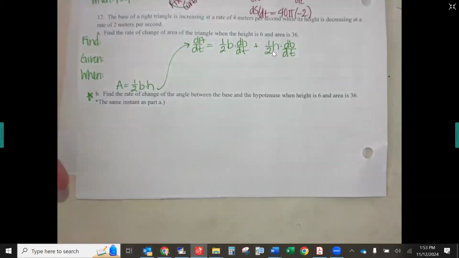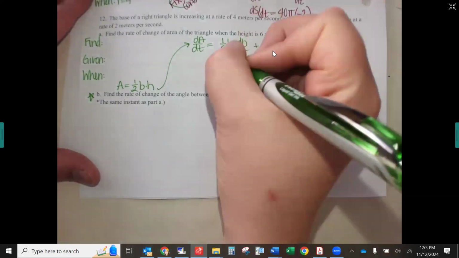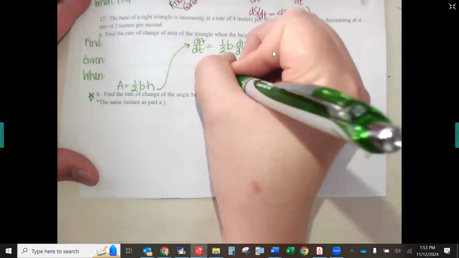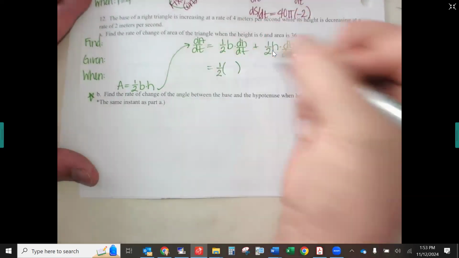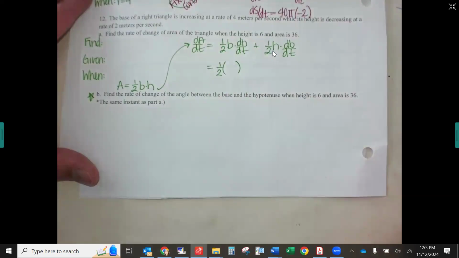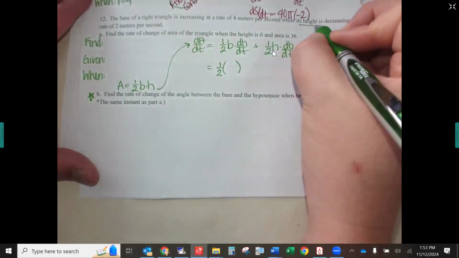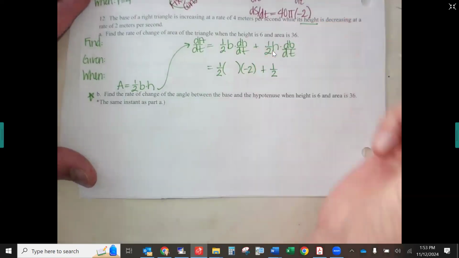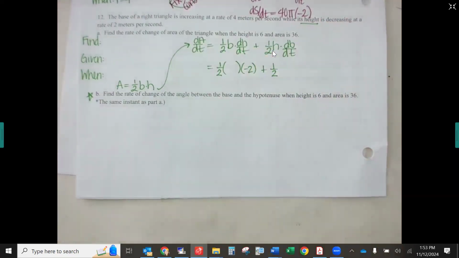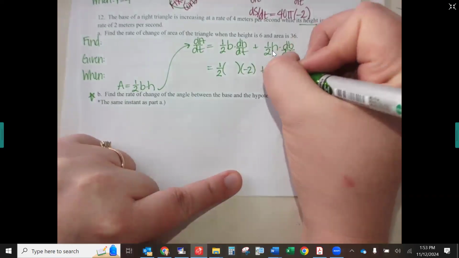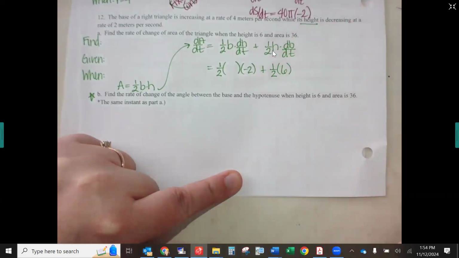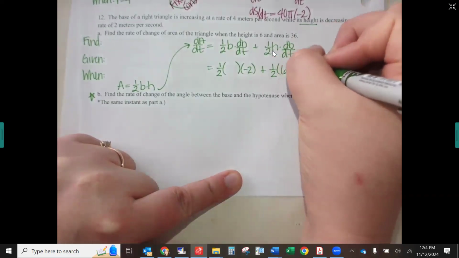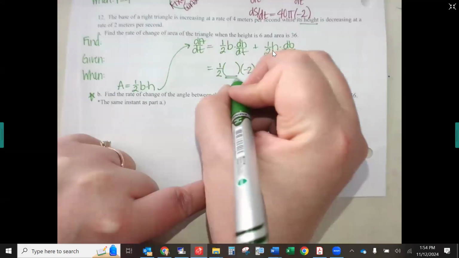From here, I go to plug in. I have 1/2, and then I notice my base is unknown. dH/dt, it says the height is decreasing at 2, so decreasing is my negative. Then it tells me that my height is 6, and my dB/dt is 4. And then I'm going to have to go back and find this.